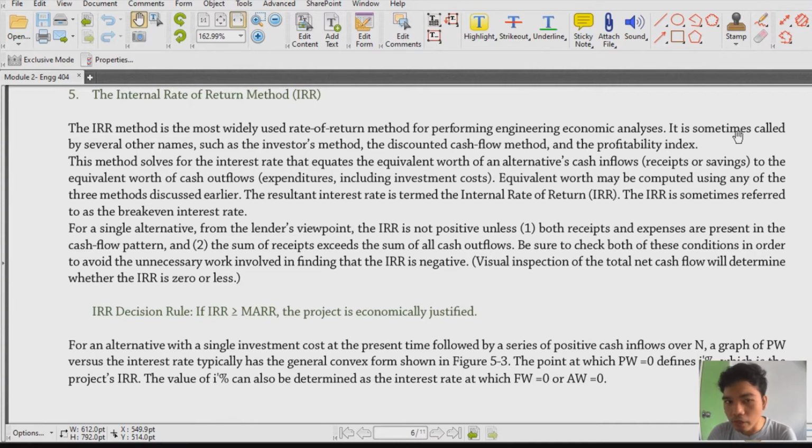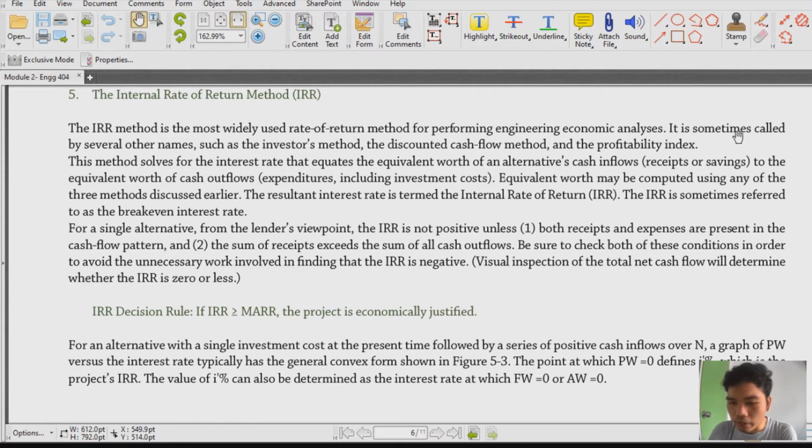And this is sometimes called the investors method, the discounted cash flow method, and the profitability index. Now, it has several names. It could be the investors method, the discounted cash flow method, or the profitability index. So, ang kaibahan nito sa previous natin is that we're letting X yung ating interest rate, and then we're trying to equate yung ating let's say investment cost in terms of future present worth, and then we're trying to determine yung X natin and compare if this IRR is less than or greater than the MARR.